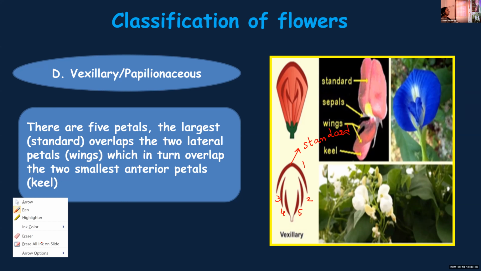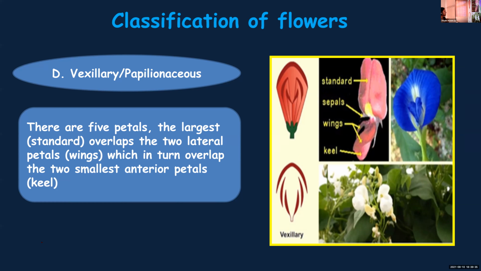Beneath the standard petal, you can find two lateral wings. Two lateral wings, or these are also petals. And then two more petals are there, which you call keel. These two petals are known as keel. These are wings. And this one is the standard. The standard one is the largest one.